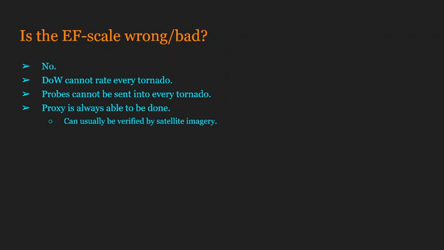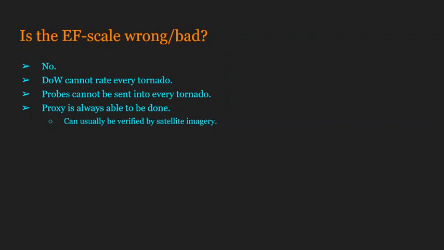You cannot predict where a tornado is going to be and have a Doppler on wheels right there ready for it. On top of that, Doppler on wheels still scans above ground level because that's what Doppler needs to do. And that's just how Doppler works. Also, aerial probes that are thrown into tornadoes cannot be sent into every single tornado. That's not possible. Same issue with Doppler on wheels.